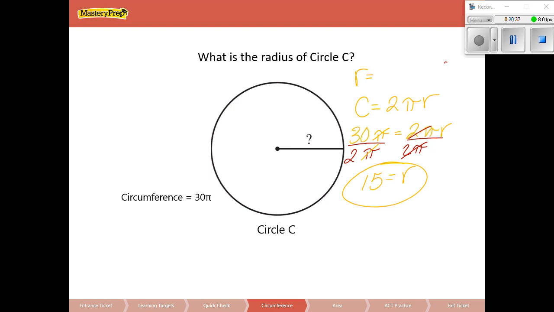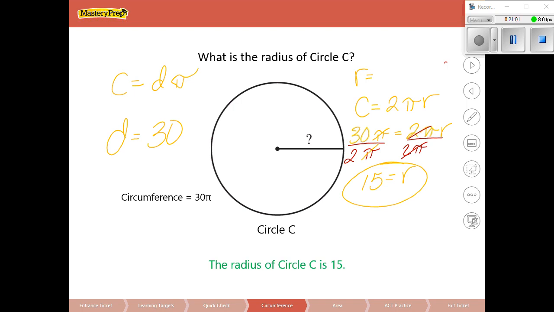Now we also said that the circumference is equal to diameter times pi. So that's also telling us that the diameter for this circle is 30, and the radius is always half of the diameter, so we just have to divide 30 by 2 to get the value of r for the circle, which would tell us that the radius is 15.